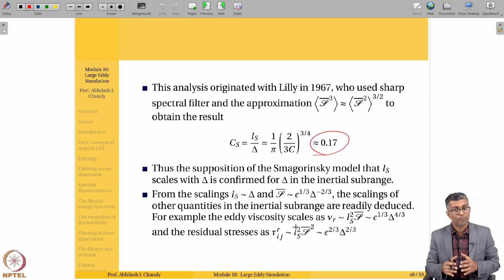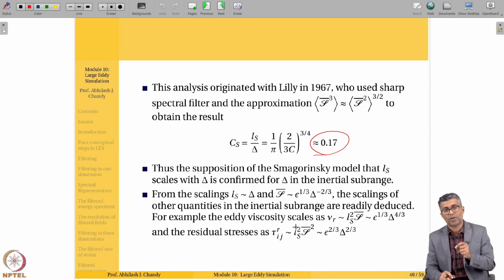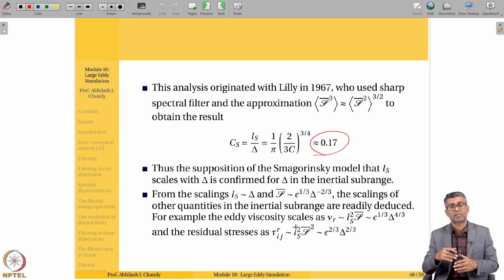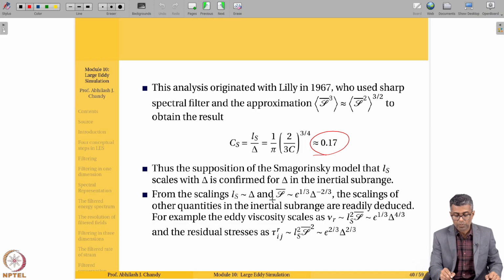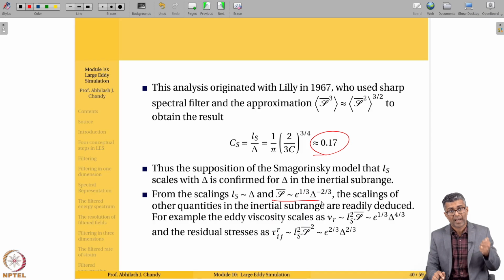Now this works for high Reynolds number turbulence. Obviously anything that we have discussed so far works for high Reynolds number turbulence. And that is what we are saying, that our filter width is in the inertial subrange. So from these scalings, what we understand is that now that you got a CS value of 0.17, a constant, we are saying that LS basically scales with delta, because LS is 0.17 times delta. So LS scales with delta. If LS scales with delta, S bar also scales with delta. So S bar, the characteristic filtered rate of strain, is epsilon to the 1/3, delta to the minus 2/3.